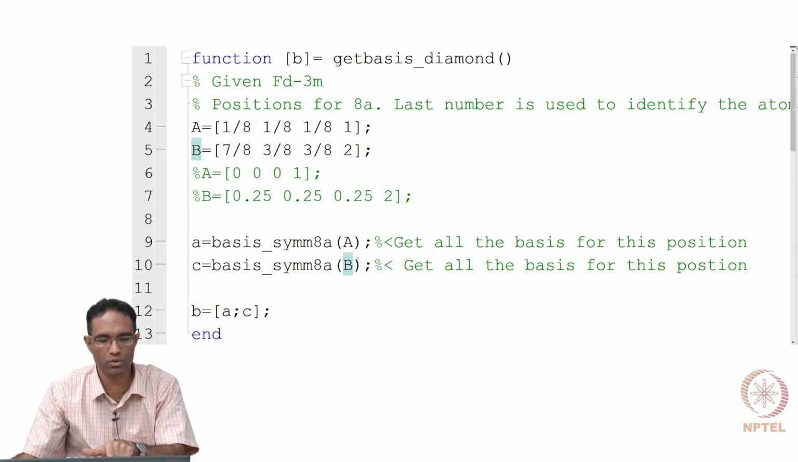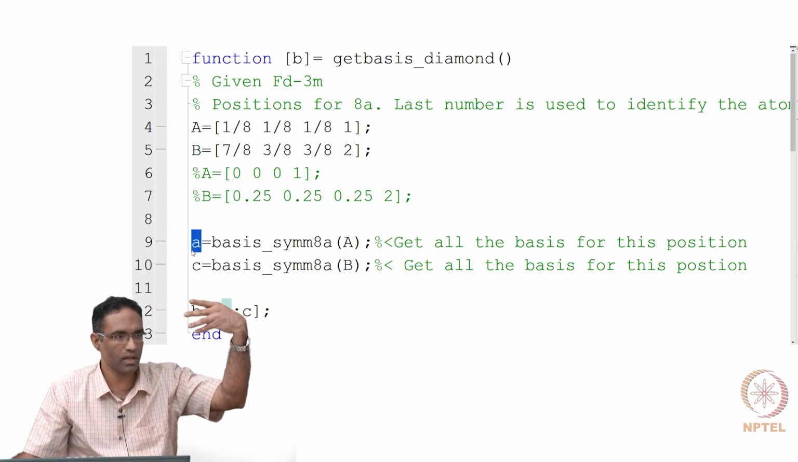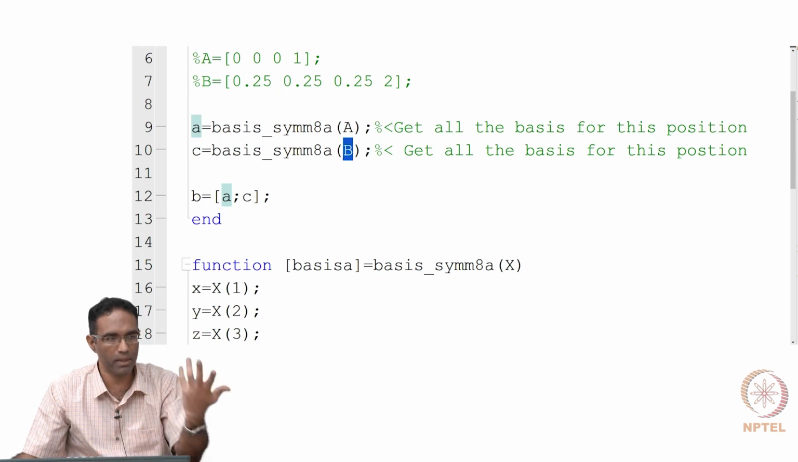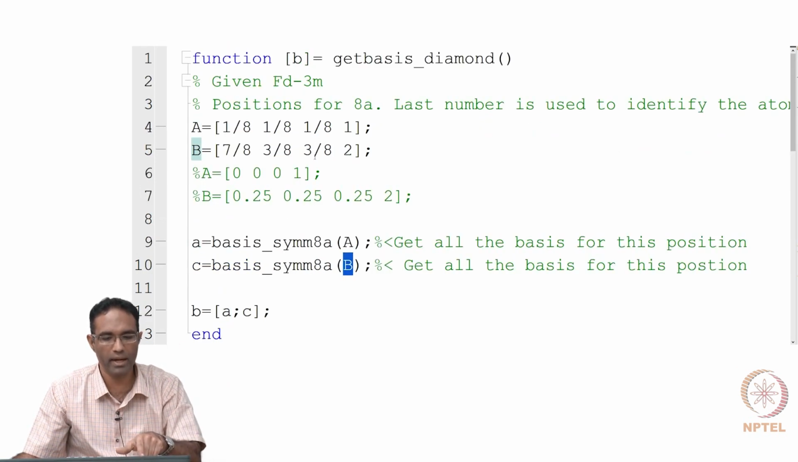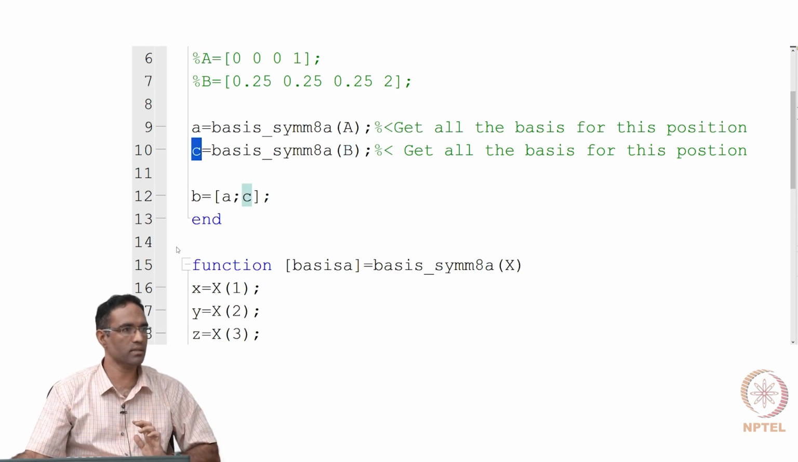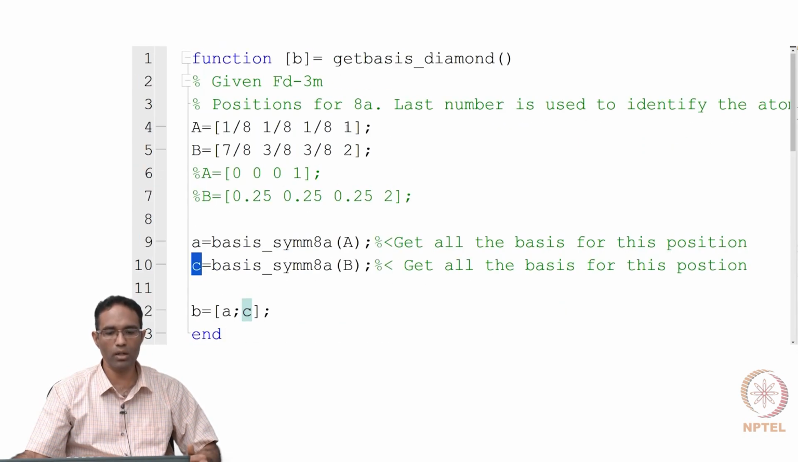First I say basis_sim_8A of A. So this small a now will contain those 4 additional points, right? Again I do the same thing for the B, where B is 7 by 8, 3 by 8, 3 by 8, 2, and I get that in this array C. So A will contain 4 rows, C will contain 4 rows. The column vector will have to be retained. So all these atoms belong to this A type, right?